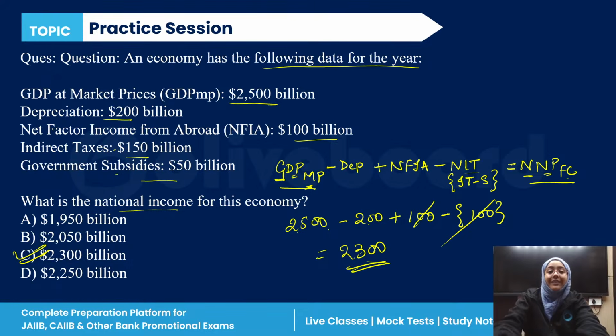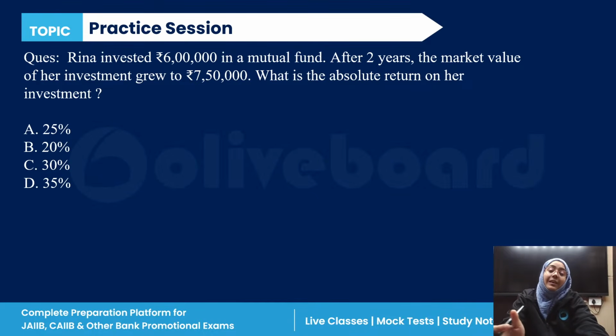Good. Now, next question. Reena invested 6 lakh in a mutual fund. After 2 years, the market value of her investment grew to 7 lakh 50,000. What is the absolute return on her investment? Very simple. So the correct answer is what, everyone?